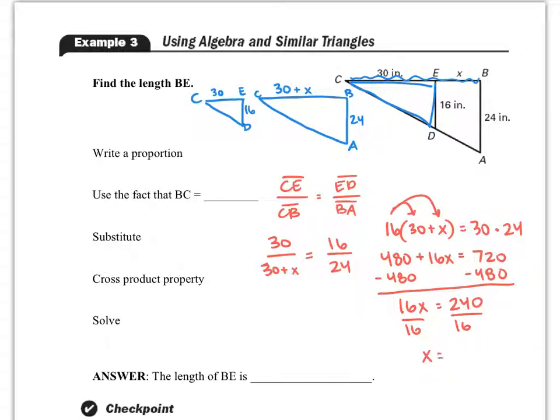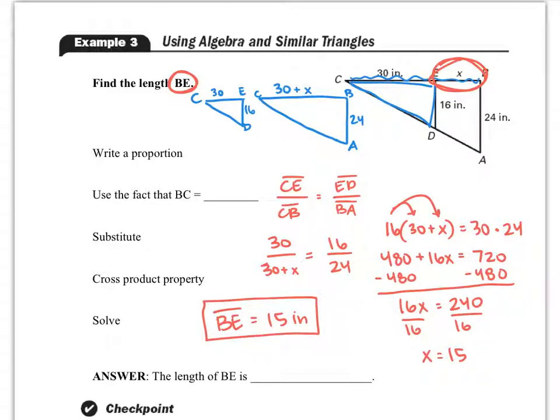And X equals 15. Now again, we got to look back at our picture, because X was representing EB, or BE, which is what I was trying to find. So side length BE equals 15 inches. But early on in the problem, you might have been a little bit confused, because if you noticed, this BE was not anywhere in our original proportion. And that's okay, because BE was a part of CB, and so it still worked out for us.